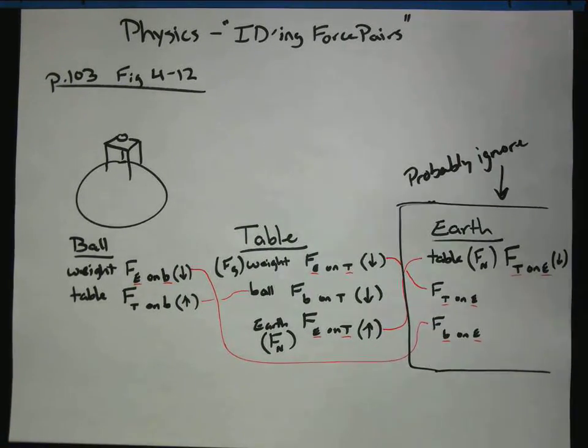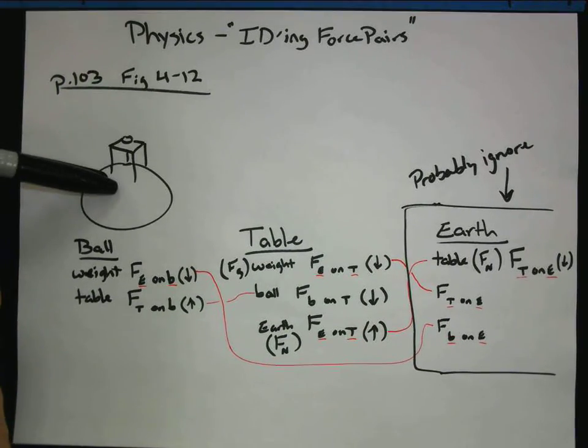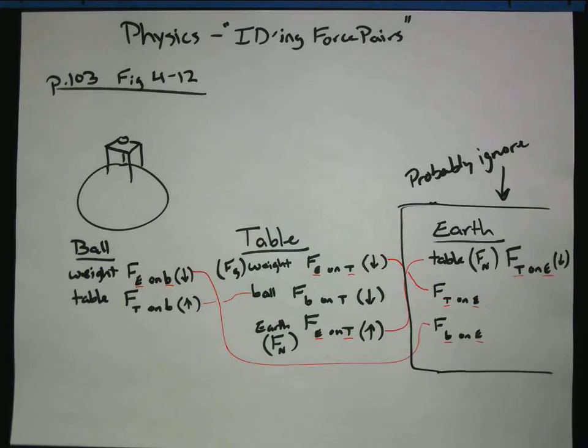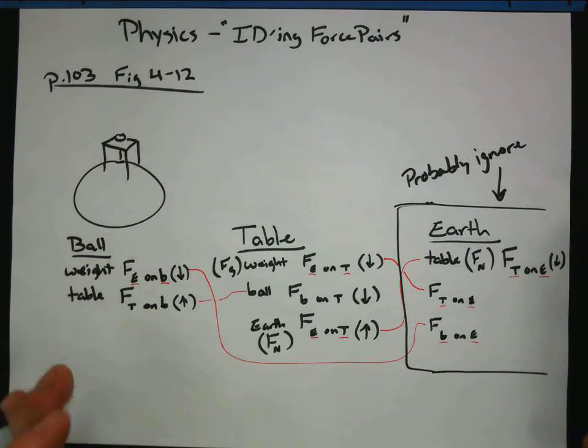Unless we're talking about larger forces, the forces that might keep Earth in orbit around the sun, but we're not there. We're not there. Okay. So yes, the ball and the table do affect Earth, but we're going to ignore those effects because they are so small. So I hope that helps.